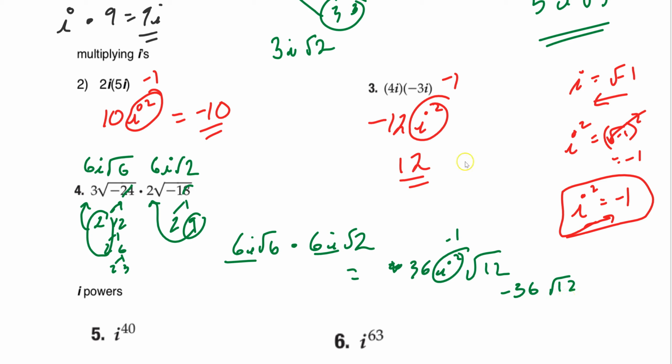Almost done. Rad 12 I could break down: 3 times 4, and the square root of 4 is 2. So you multiply and you get -72 rad 3. Oh, isn't math great? So that's our answer. Through all that, you get -72 rad 3. Okay, so we got that.